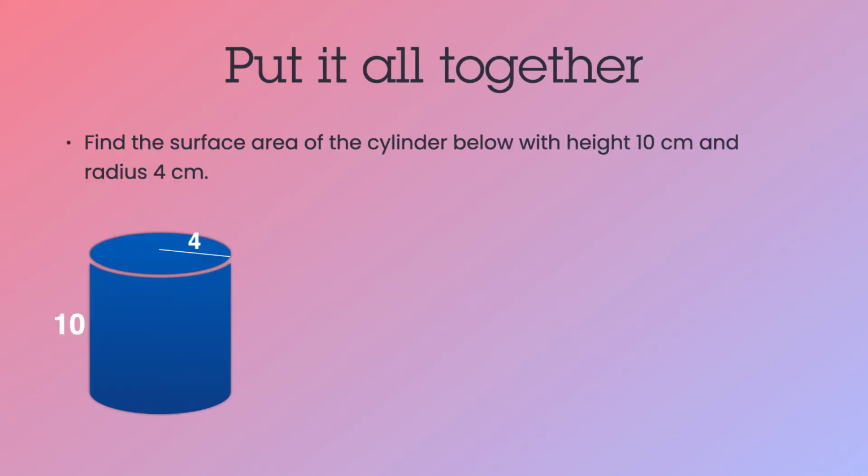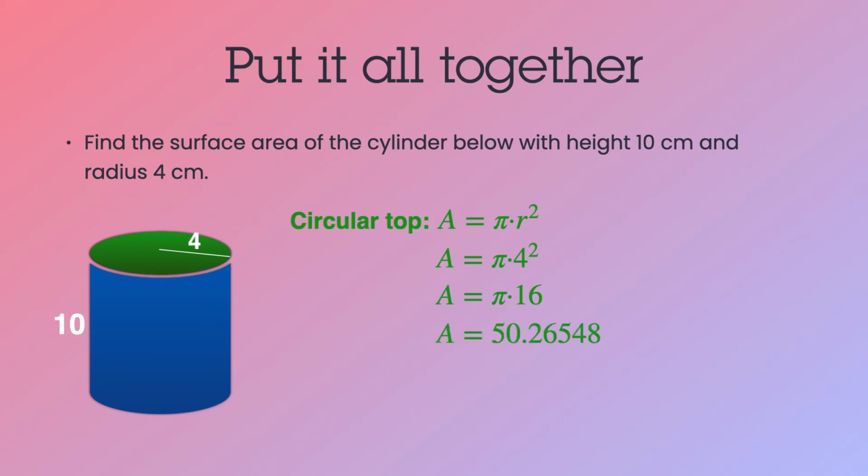So let's put it all together and find the surface area of this cylinder with 10 centimeter height and 4 centimeter radius. First, let's do what I feel like is the easy part. Let's find the area of the circle at the top. Remember, our circle formula for area is pi times r squared. Radius there is 4, so we'll plug that in. 4 squared is 16. So we multiply this out and we get 50.26548. Now we do have a lot more to do with these numbers, so don't round them yet.